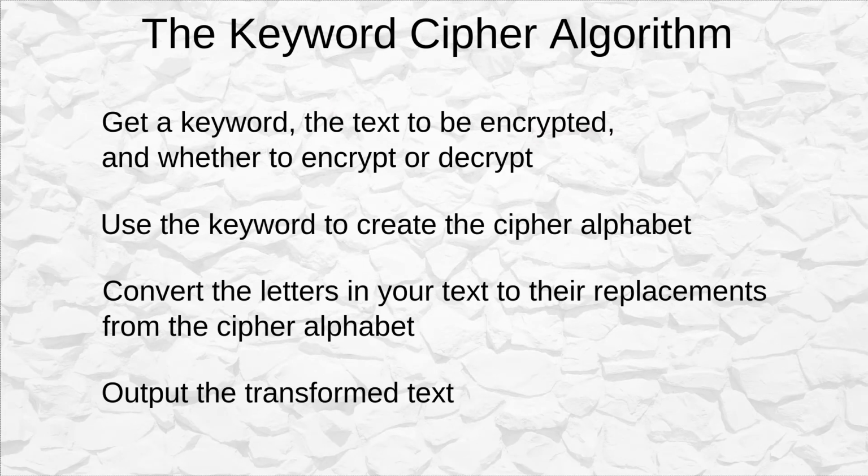The algorithm itself is pretty easy. You just need to get a keyword, get the text that you want to encrypt or decrypt, and whether or not you want to encrypt or decrypt it. You would use the keyword to create the cipher alphabet, and then you just convert the letters in your text to their replacements in the cipher alphabet. Then just output the transformed text. It's pretty easy.